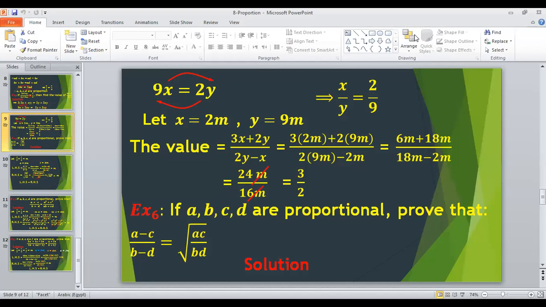Any questions? No. Then, to prove that left hand side equals right hand side, the first step is to write the introduction: A over B equals C over D equals constant, A equals, C equals, and substitute. Take the left hand side and simplify whatever. Right hand side equals, and left hand side must equal right hand side.